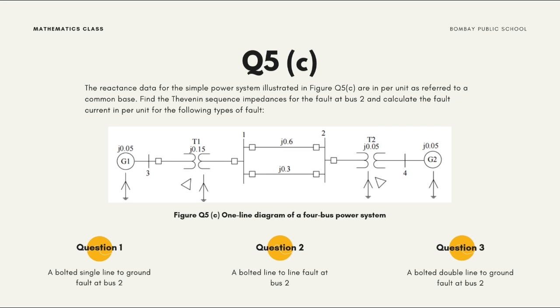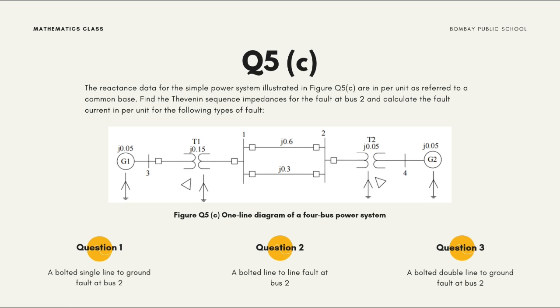The reactance data for the simple power system illustrated in figure Q5C are in per unit as referred to a common base. Find the Thevenin sequence impedance for the fault at bus 2 and calculate the fault current in per unit for the following types of fault.